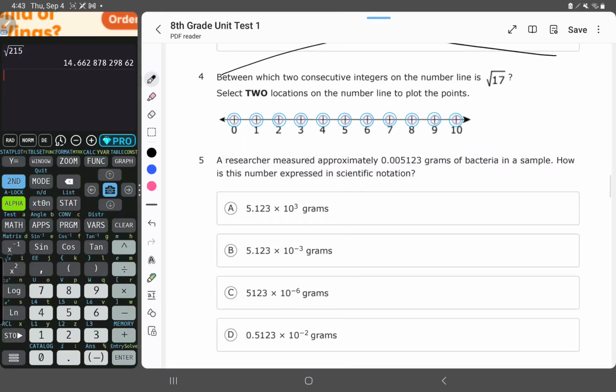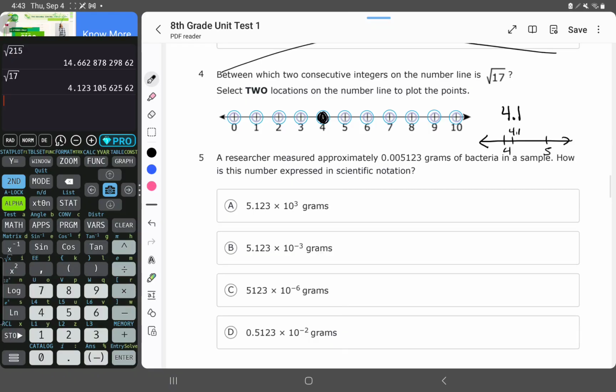All right, this one says, between which two consecutive integers on the number line is the square root of 17? So we're going to put into our calculator the square root of 17, and we find that it is 4.1. Well, 4.1 on a number line falls between 4 and 5, really close to that 4.